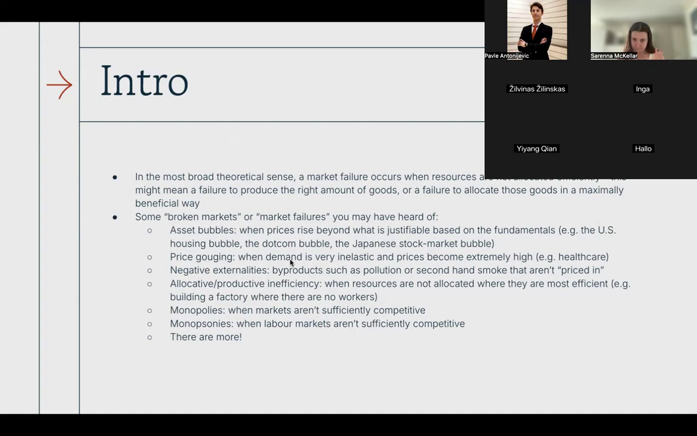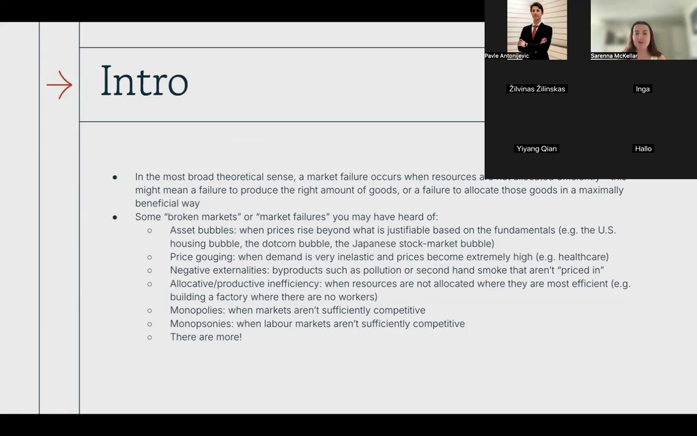There's many different broken markets or market failures that you might have heard of. There's asset bubbles, which is when prices rise beyond what's justifiable based on the fundamental value of the thing. So you might have heard of the housing bubble in the US, the dot-com bubble in the early 2000s, the Japanese stock market bubble in the 1980s. I will flag that this one's a little bit controversial because now we live in an era where many stocks' valuation is not really based on the fundamentals, like Tesla, Uber, classic examples. So there's a bit of a caveat there.